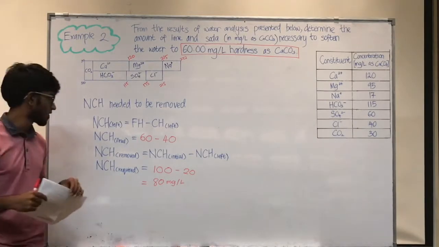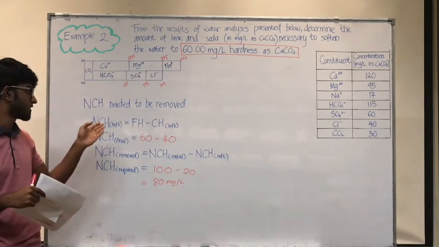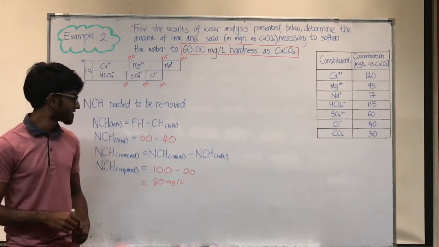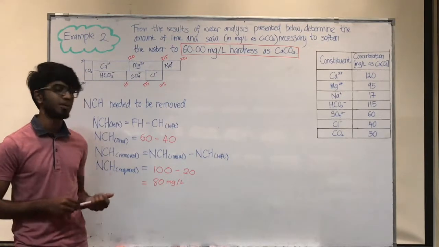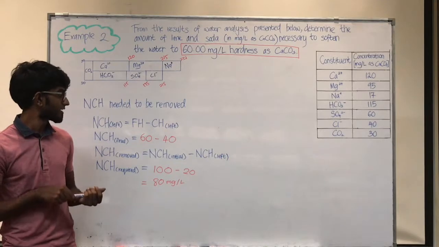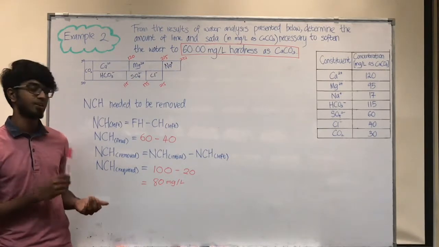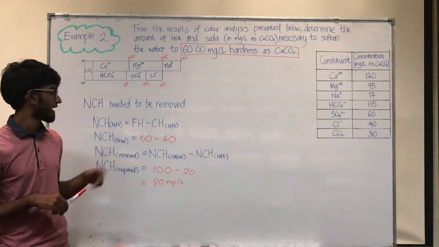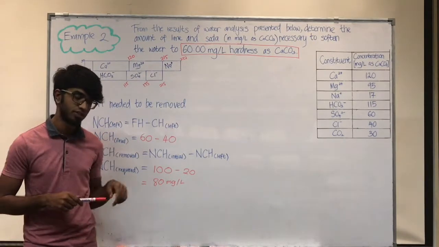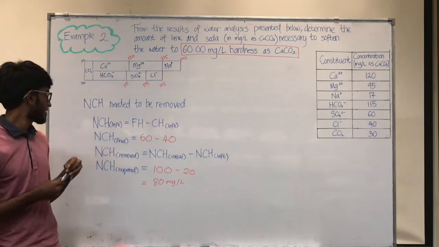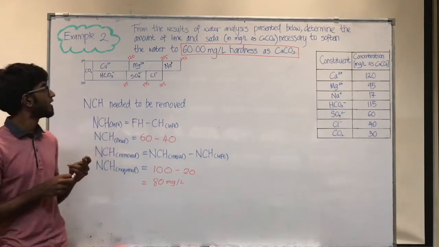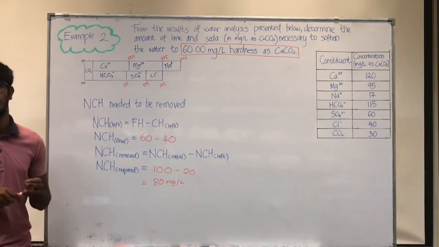Now we will find the non-carbonate hardness final, which is 60 minus 40, which is 20 milligrams per liter. As for the non-carbonate hardness removed, it equals the non-carbonate hardness initial minus the non-carbonate hardness left. The non-carbonate hardness initial, as Umi has calculated before, is 100 milligrams per liter, and as I have calculated before, the non-carbonate hardness left is 60 minus 40, which is 20 milligrams per liter. And the non-carbonate hardness removed will be 80 milligrams per liter, which is the value of soda needed to soften the water.